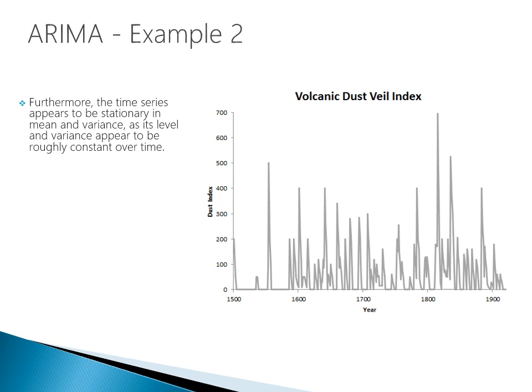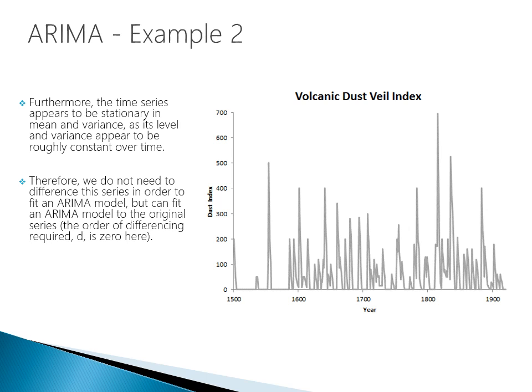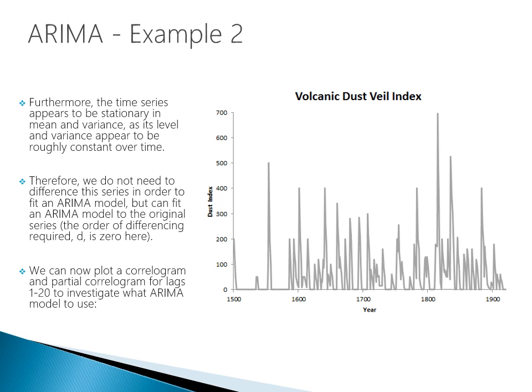Furthermore, the time series appears to be stationary in mean and variance, as its levels and variance appear to be roughly constant over time. Therefore, we do not need to difference this series in order to fit an ARIMA model, but can fit an ARIMA model to the original series. The order of differencing required, d, is 0 here in this case. We can now plot a correlogram and partial correlogram for lags 1 to 20 to investigate what ARIMA model to use.